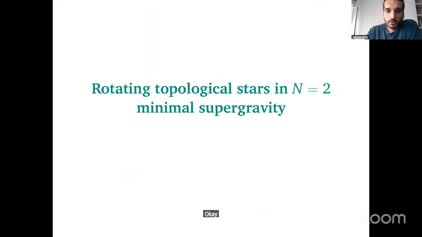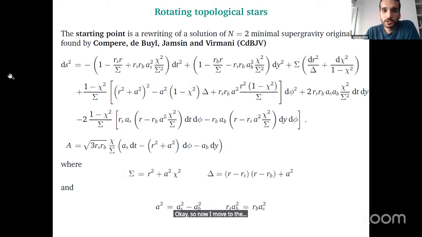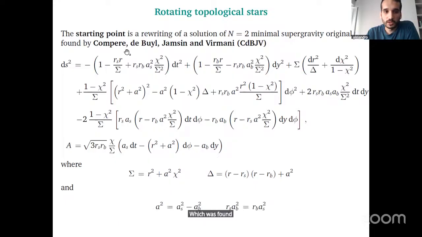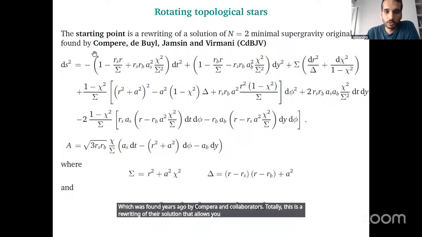Okay, so now I move to the core of the presentation. So the starting point is a solution of, again, minimal N=2 supergravity in 5 dimensions, which was found years ago by Compère and collaborators. Actually, this is a rewriting of their solution that allows you to write it in just one slide.